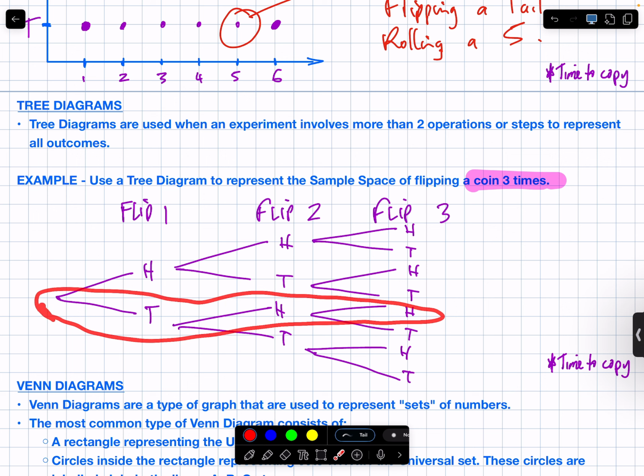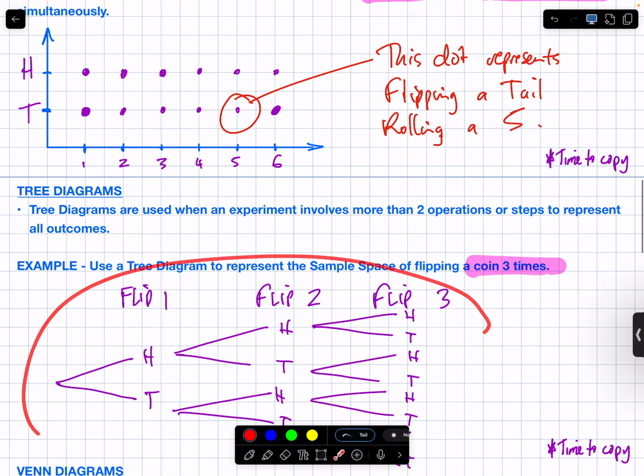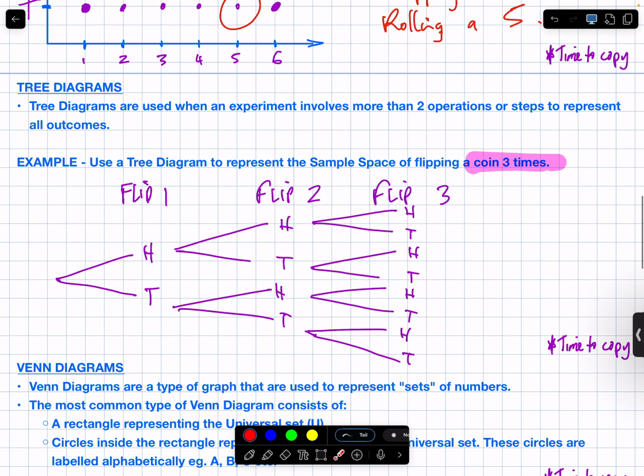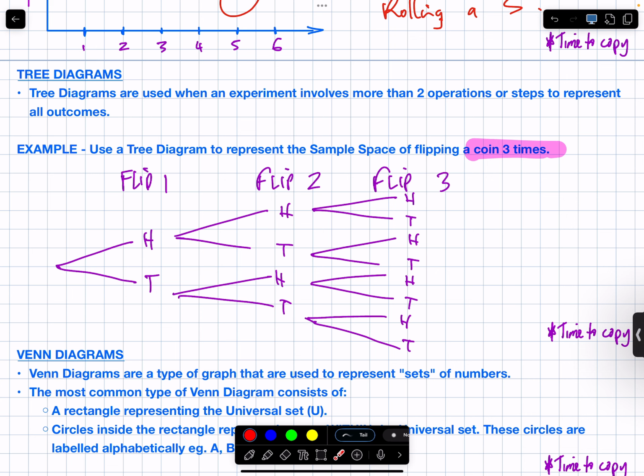Good. Do you agree that if I was to draw this with a list, would there be a chance of missing something? There'd be a high chance of missing a possible combo. If you draw it, because you know that there's 2 options per flip, it's kind of hard to mess it up, okay? So that's a tree diagram.